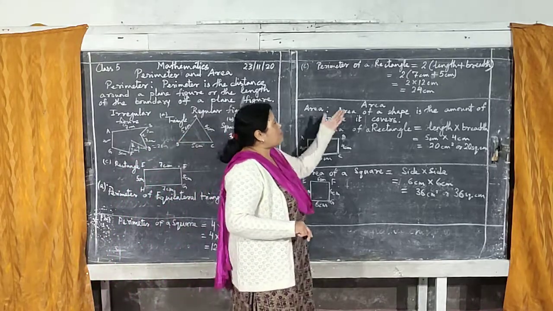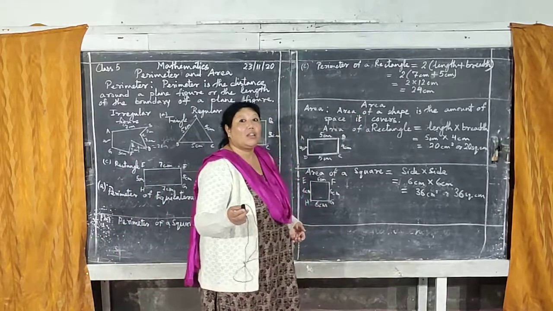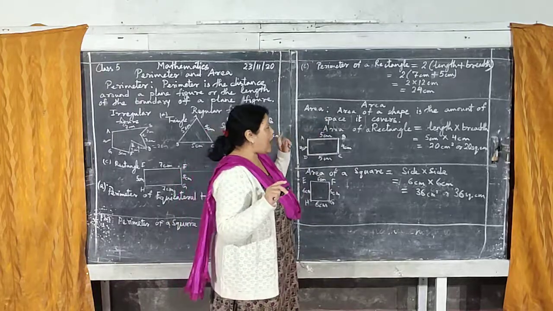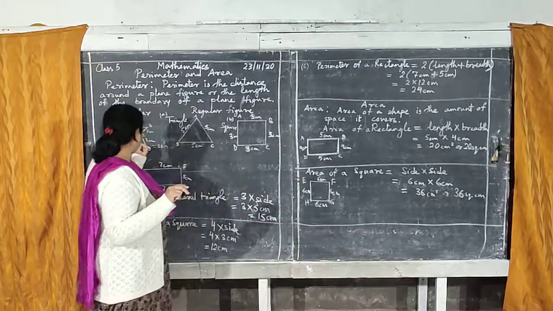Now, perimeter of a rectangle. But here you can add, like the rectangle I have shown here.